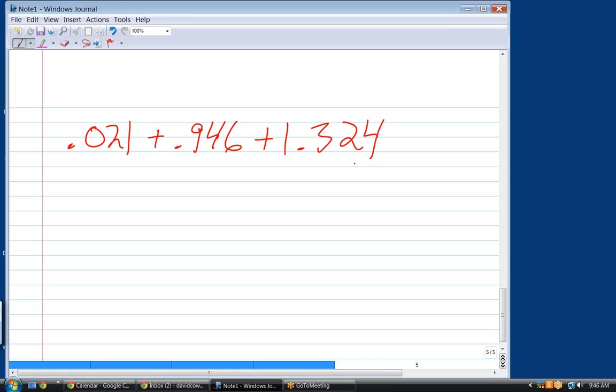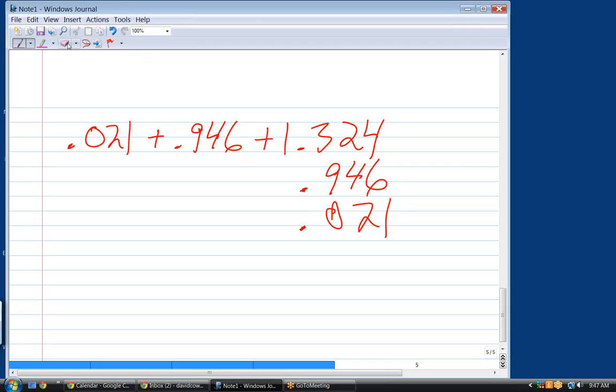What am I going to do to add these three decimals together? Just do the 0.021 plus 0.96. What process physically am I going to do? Am I going to leave them written like this? No. No, I'm going to line them up vertically. And I'm going to line them up based on where the decimal point is.